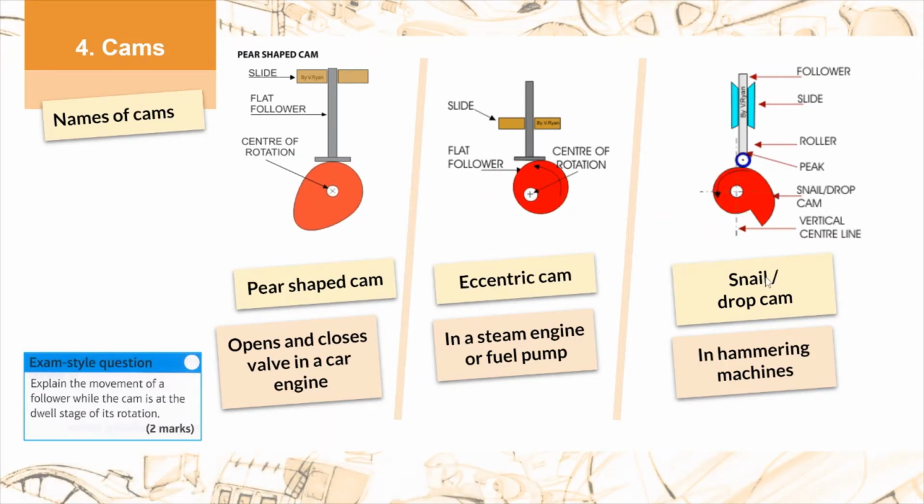Quite a hard one to say as well. And then finally, the snail cam, or sometimes it's called a drop cam as well for obvious reasons. Now, in the blue in the bottom corner, it talks about explaining the movement of the follower, and we've discussed that. So in an exam you might have to explain the movement, or they might tell you, right, we want this movement on this machine or toy or whatever. What cam do you think would be most suitable? Right, let's move on.